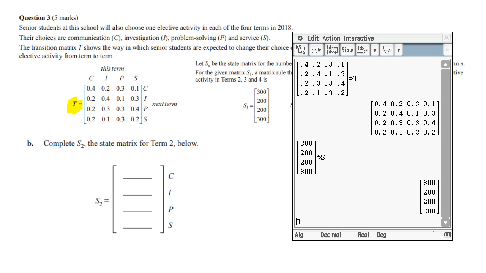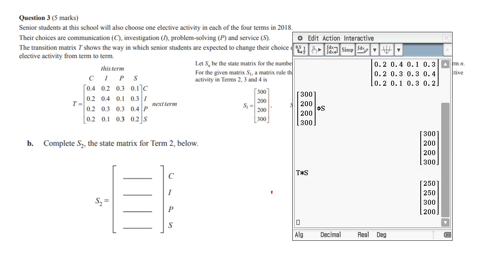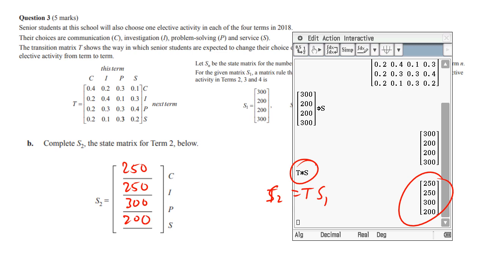So this is T, I've put it in the calculator. This is S1, put it in the calculator. So S2 equals TS1, which is what I've written basically here. And you get these values here. So you type them over here, 250, 250, 300, and 200.